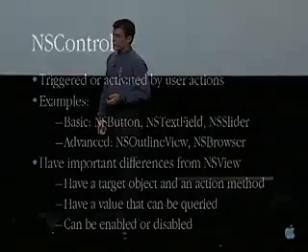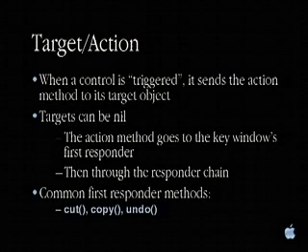Controls also have values that can be queried, so I might need to know that the slider's current value is 0.5, or that a text field's current string is something or other. Also, since controls are typically things that I can click on, I need to be able to enable them and disable them, so control has support for that. Target action is a very important concept in Cocoa, and this is what makes some of that magic that Scott Forstall was talking about earlier possible.